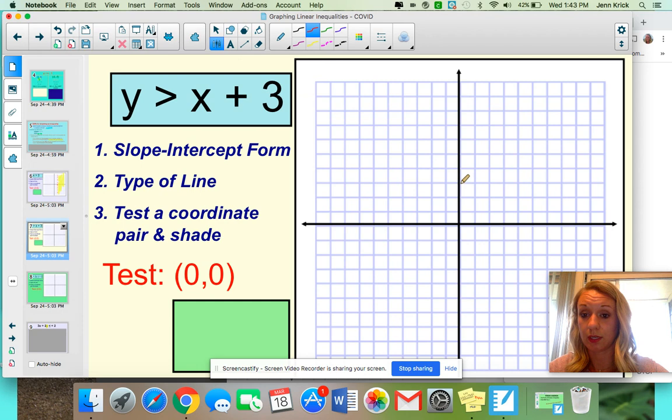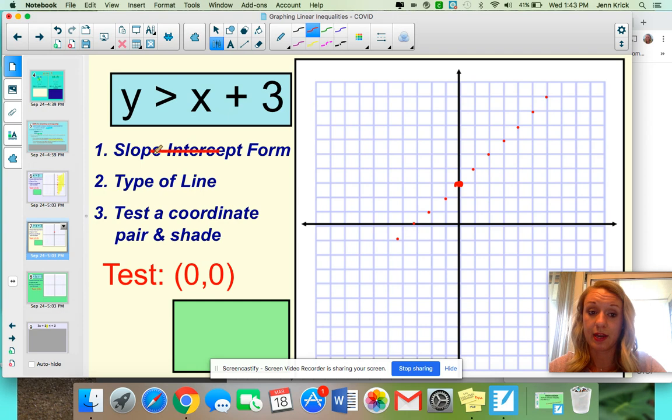So I know that I'm starting at 3, and then I'm applying a slope of up 1 over 1. We know our slope is 1 because there's no coefficient in front of x, so if you don't see a visible coefficient, we know that it is 1. All right, so here's what it looks like.